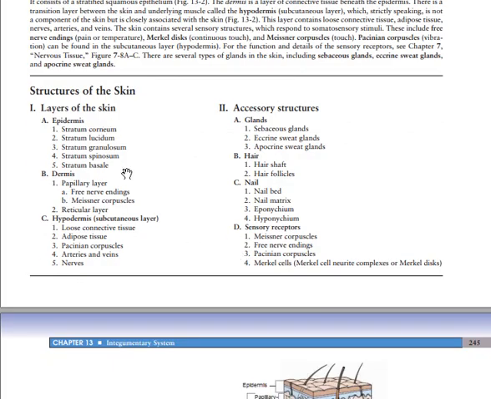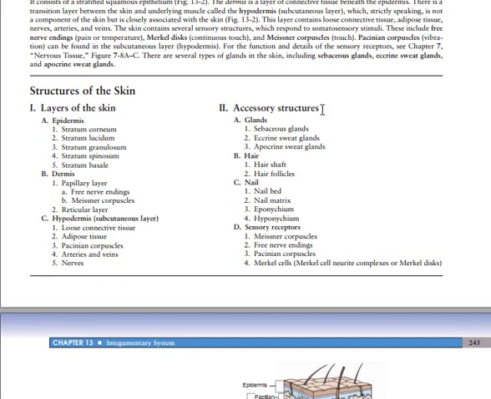Now, these are the layers of the skin. This is the dermis. The dermis is made up of the papillary layer, which contains the free nerve endings and the Meissner corpuscle, and the reticular layer, which is at the inferiormost part. The hypodermis is the subcutaneous layer, and it is made up of loose connective tissue, adipose tissue, the Pacinian corpuscle, the arteries and veins, and then the nerves.